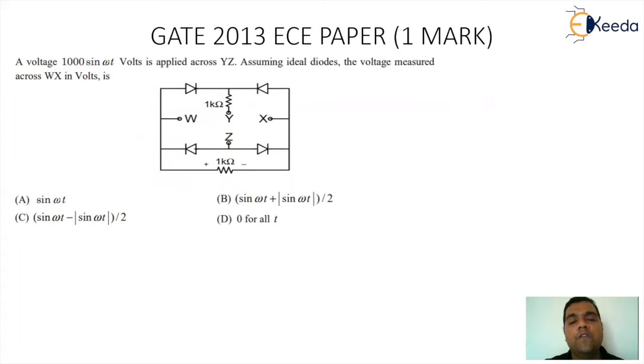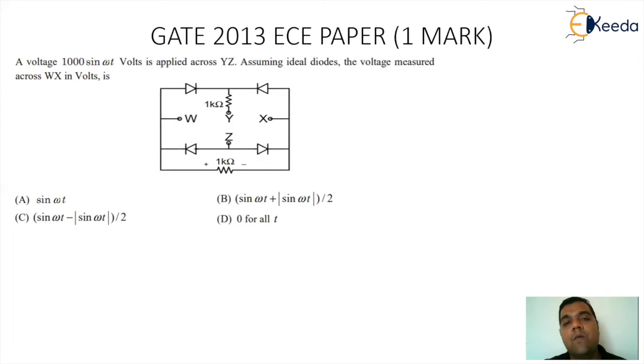Now if you observe carefully, the 4 diodes are forming the arms of a Wheatstone's network. We need to check which is the correct option. We are given 4 options for this question. Option A is sine of omega t. Option B is sine of omega t plus magnitude of sine of omega t, divided by 2. Option C is sine omega t minus magnitude of sine omega t, divided by 2. And option D is 0 for all t.